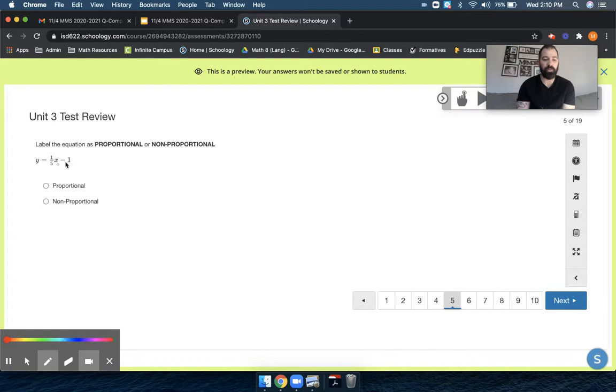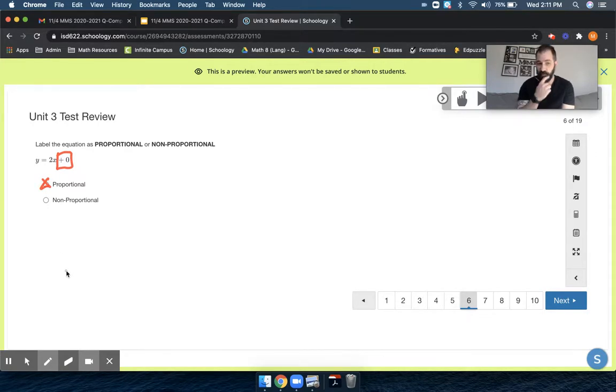Number five, is it proportional based on the equation? Well, we look at the equation, and you want to look at this last number. If this number is anything but 0, non-proportional. Anything but 0, it is non-proportional. Number six. Well, what's that last number there? That last number to me looks like a 0. Since it's a 0, it is proportional. That is your y-intercept. Want your y-intercept to be 0.